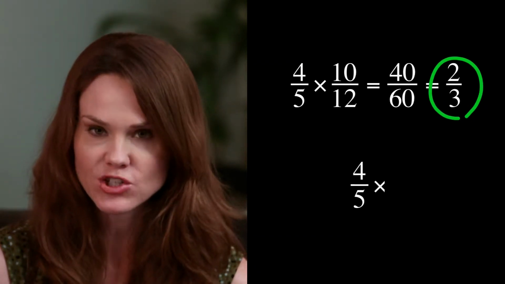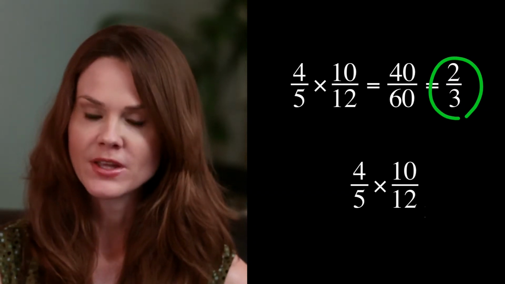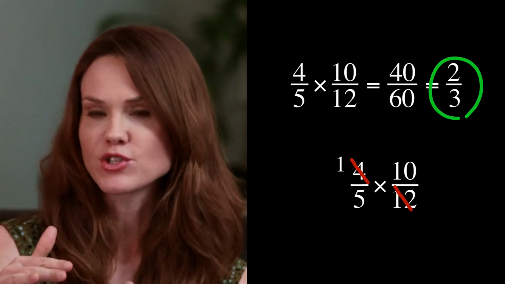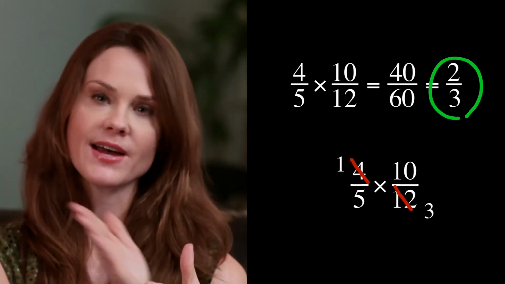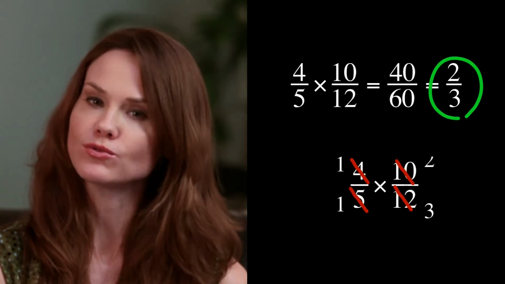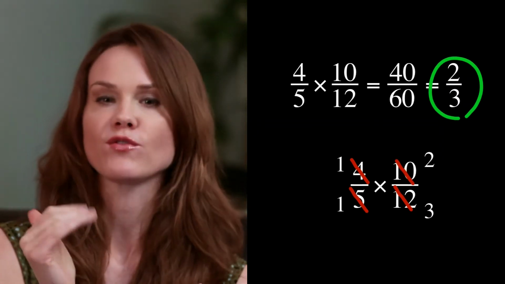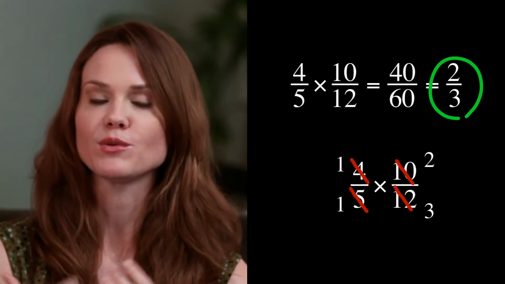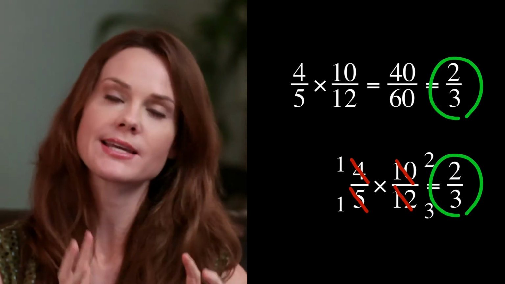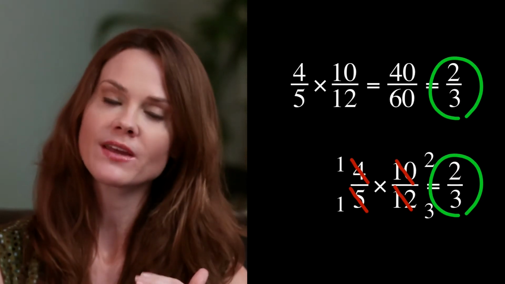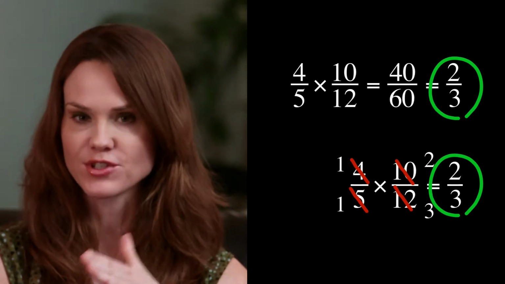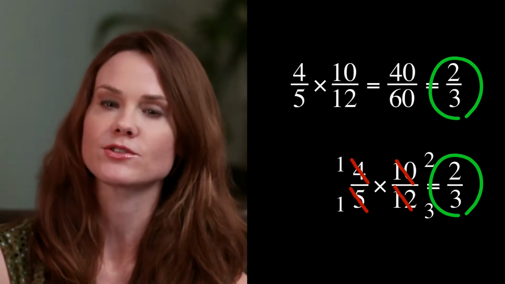When you see a multiplication sign in the middle, cross-cancel it. So 4 divided by 4 is 1, and 12 divided by 4 is 3. And then we can cross-cancel the 5 and 10. 5 divided by 5 is 1, and 10 divided by 5 is 2. So you end up getting 1 over 1 times 2 over 3, which is just 2/3. I think it's a simpler way to go about doing it. Remember, in order to cross-cancel, they have to have a common factor. So 4 and 12, the common factor is 4, and 5 and 10, the common factor is 5.